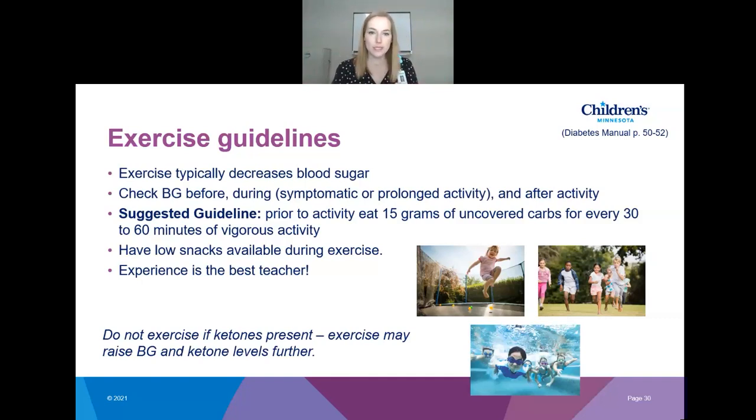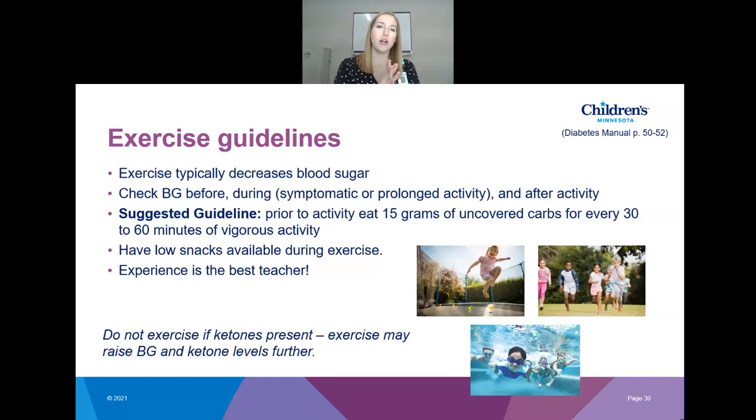General rule of thumb that we say to start at is eating 15 grams of uncovered carbs for every 30 to 60 minutes of activity. Again, that's a general rule of thumb. Every activity and every person is going to respond differently to activity. Some activities may lower your blood sugar faster than others, and it's something that you just learn with experience. So check lots of blood sugars, make sure you have low snacks with you, and we just kind of learn as we go on this one.